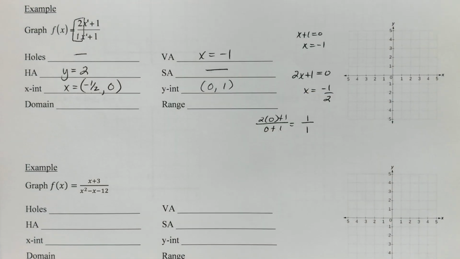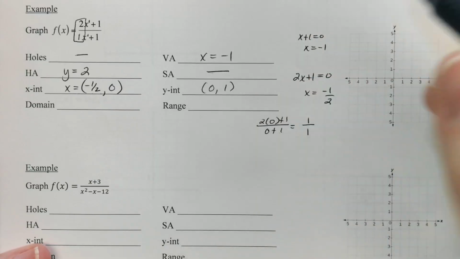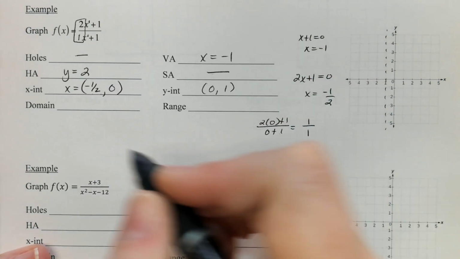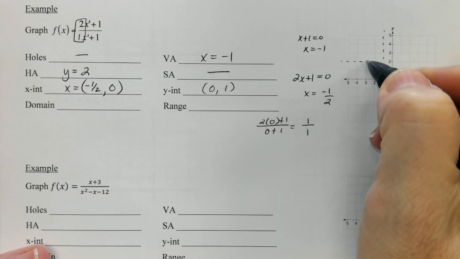So I'm going to put those things together and hopefully create our graph. We've got a vertical asymptote at -1, so that gets a dotted line. We've got a horizontal at 2, that gets another dotted line.